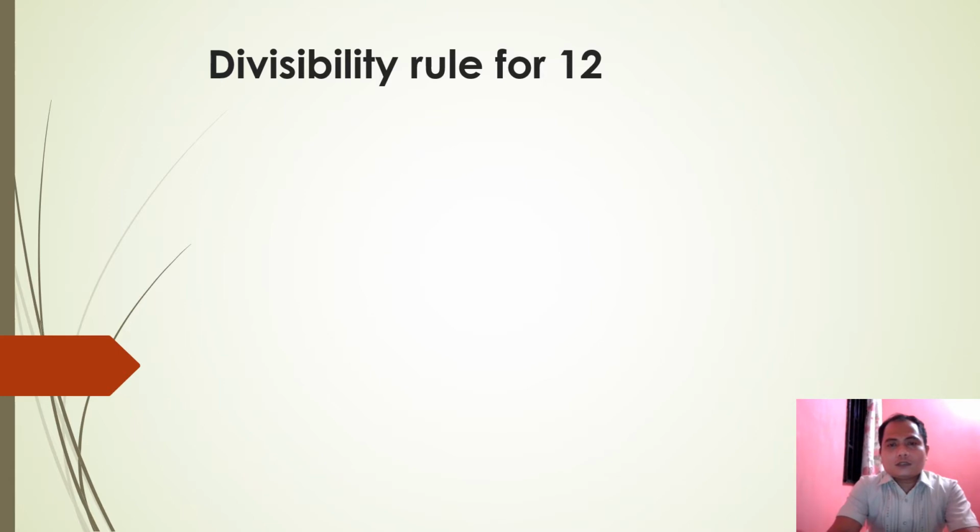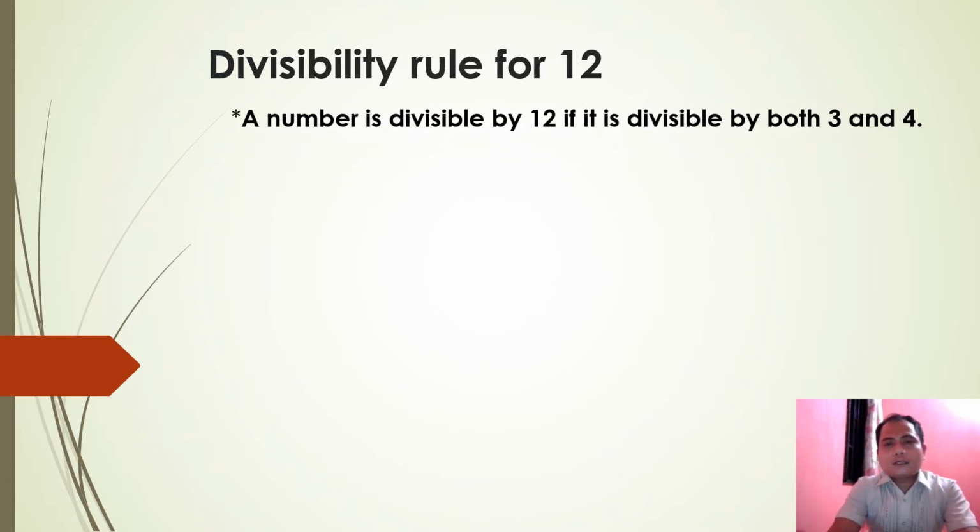Last divisibility rule. Divisibility rule for 12. A number is divisible by 12 if it is divisible by both 3 and 4. So pag halos pare-pareho sila ng divisibility rule ni 6. Kung si 6, tinitignan natin kung divisible by 2 and 3. Pagdating kay 12, by 3 and 4.